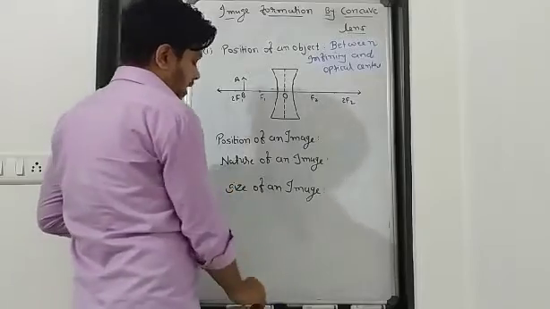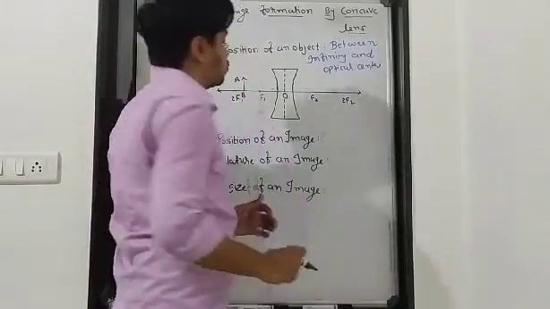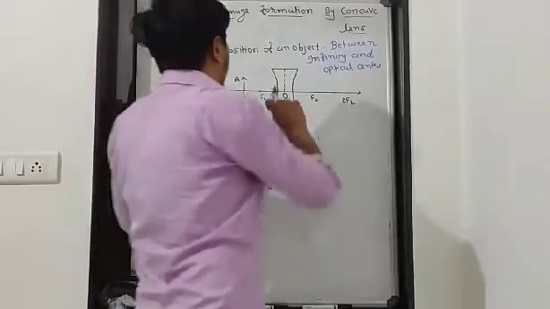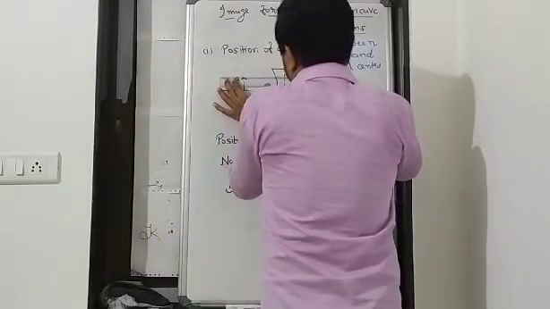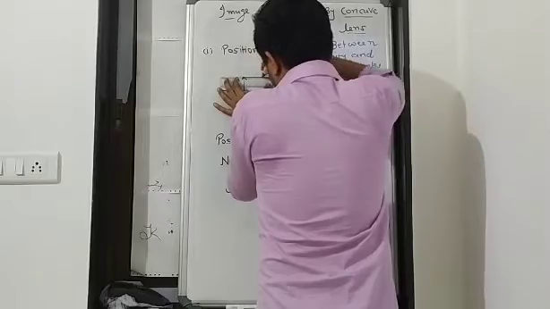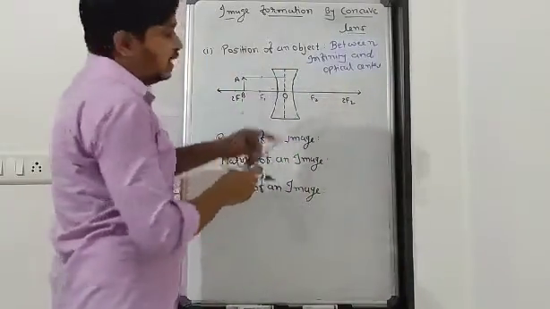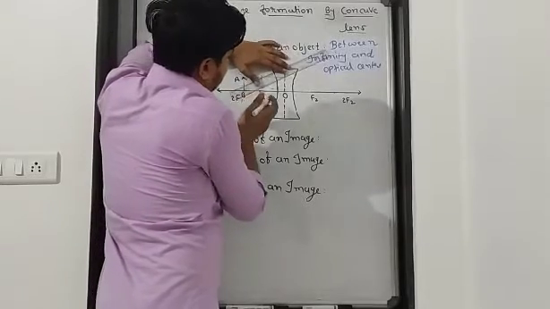Right? For forming an image, we need at least two rays, which should be incident from point A. So here the first ray is parallel to the principal axis. As it is a concave lens, this ray will be diverged from F.